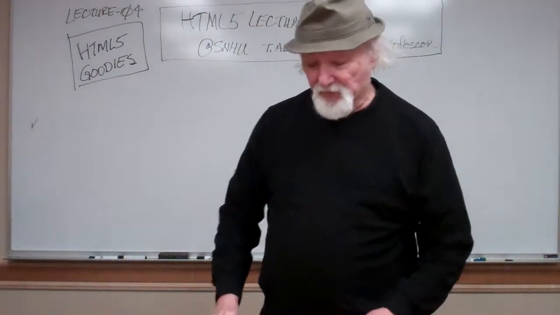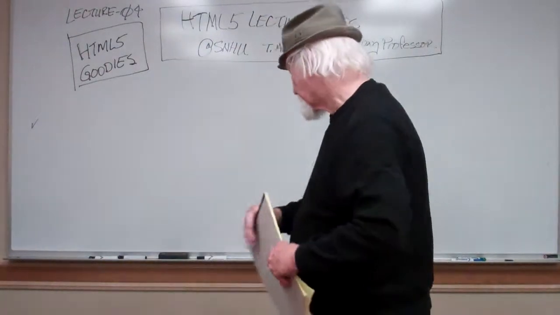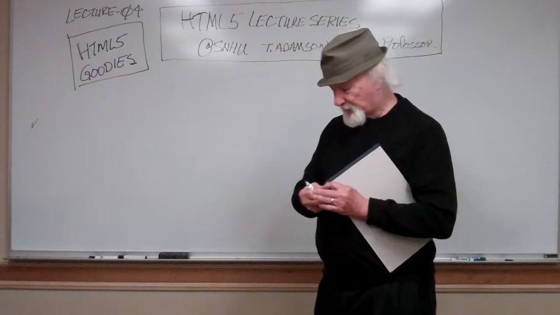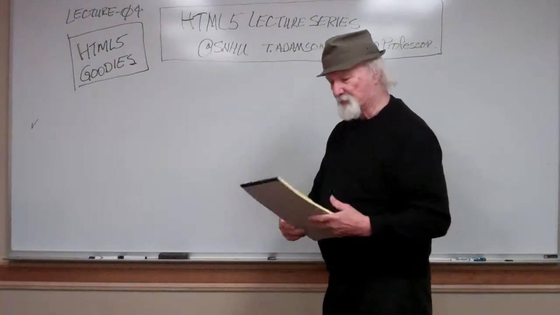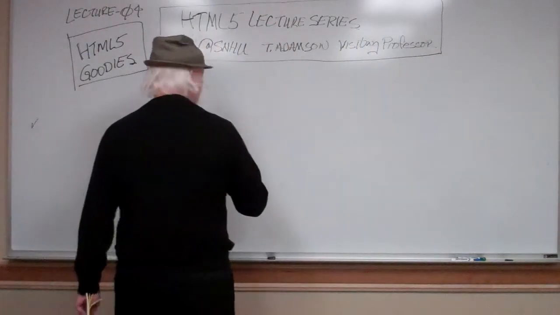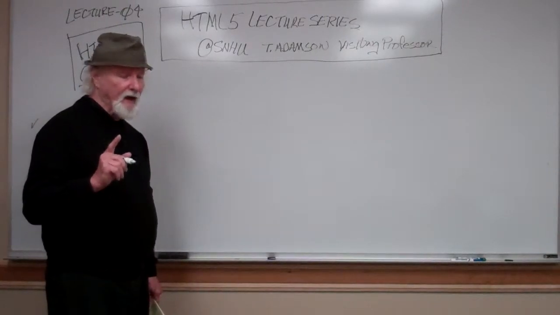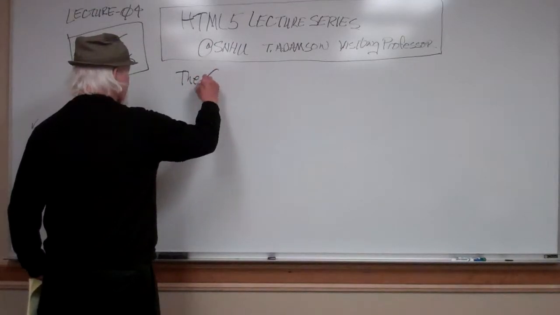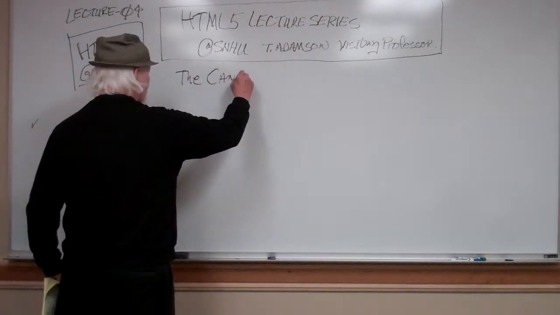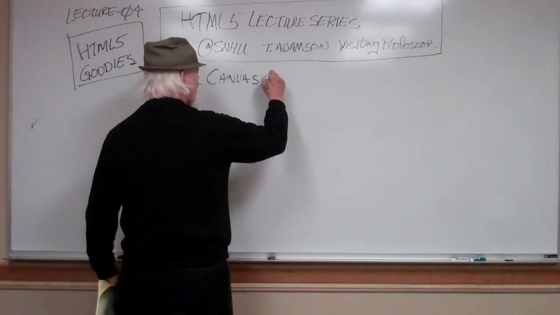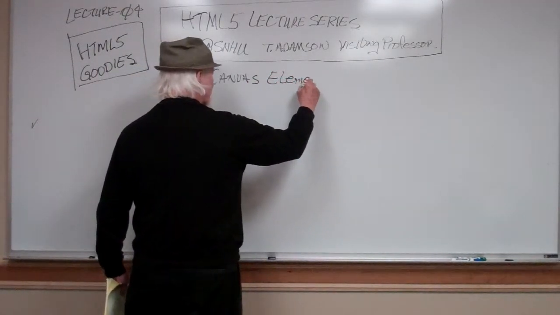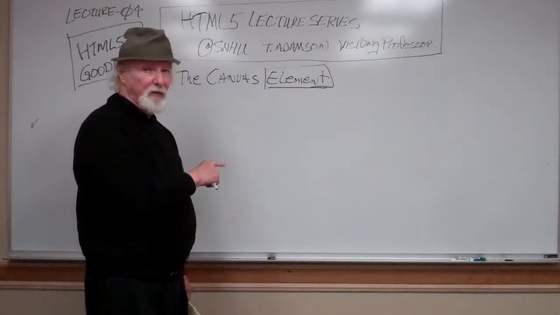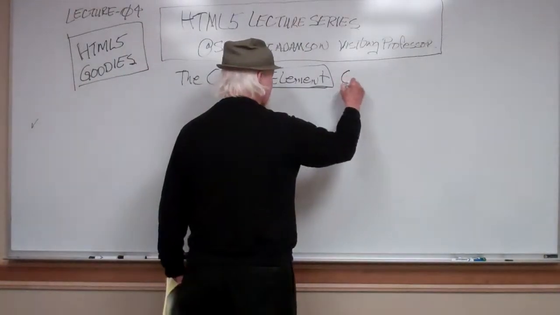Okay, let's talk about some of the goodies that HTML5 has. And I brought some extra magic markers, because remember last lecture we started running out of stuff. Okay, one of the neat goodies that HTML5 has, and you've probably heard about this, is the canvas, C-A-N-V-A-S. They call it the canvas element, but we haven't defined what an element is yet. So until we define what an element is, we're going to call it the canvas goodie.